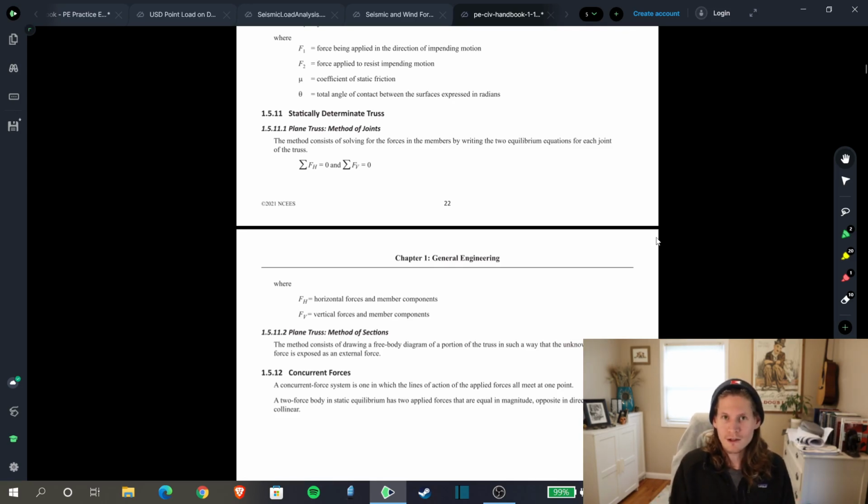Trying to describe in words those two methods is pretty difficult, and for someone who isn't familiar with it, can get lost pretty easily.